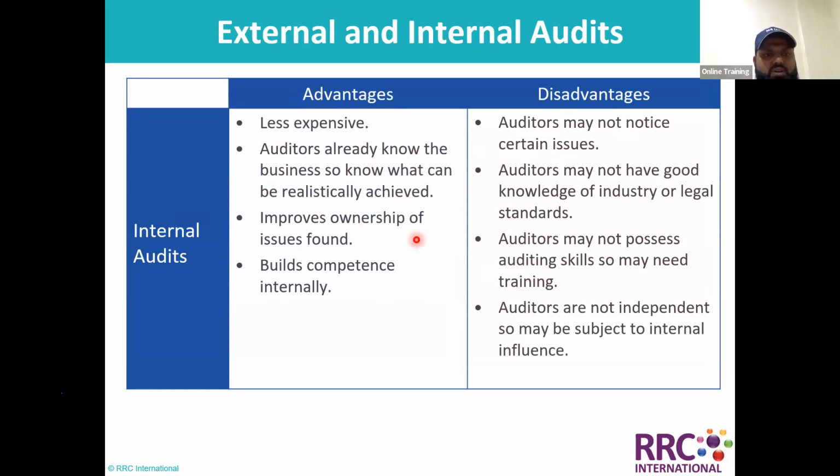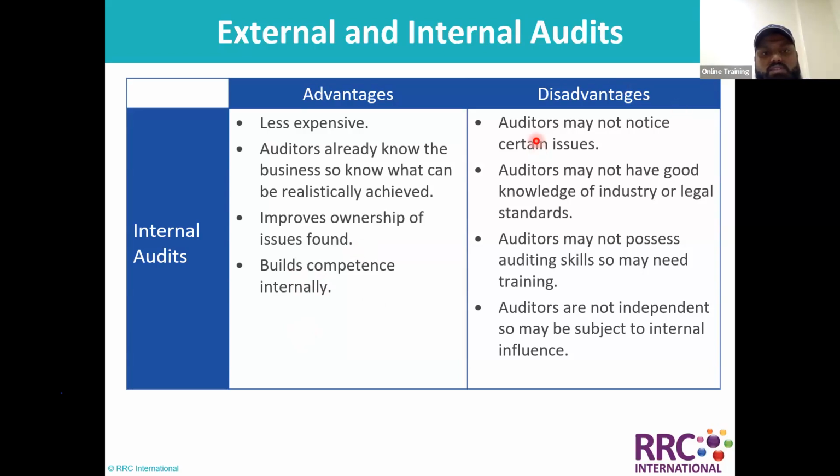Okay, it improves ownership of the issues found. Yes, if I'll be the one doing it, I would be taking some responsibility. Okay, yes, this is my organization and I have to do something for it. Then it builds competence internally. Once we perform the audit internally, of course, people will have some targets to achieve. That would increase the competency, and of course, that would improve our health and safety culture.